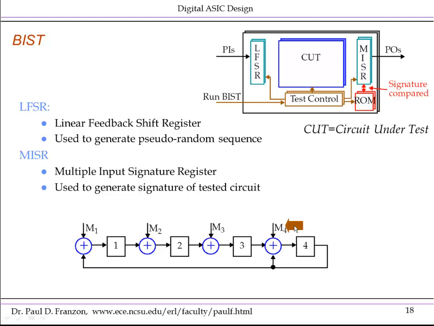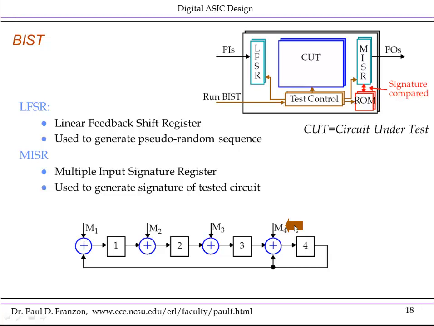The idea is that we get a very unique signature coming out of this at the end of the n clock cycles for which we run this, if the design is fault free. If there's any one fault and any small number of faults in the circuit under test, the signature will be different.